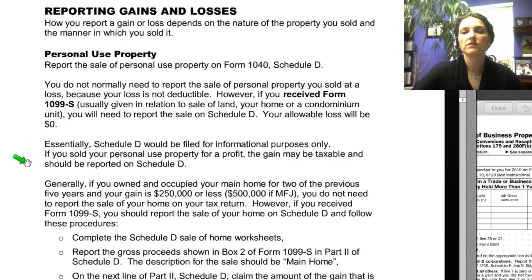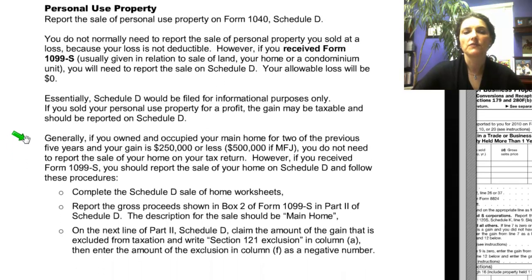If you sold your personal use property for a profit, the gain may be taxable and should be reported on Schedule D. Generally, if you owned and occupied your home for 2 of the previous 5 years and your gain is $250,000 or less, or $500,000 on a joint return, you do not need to report the sale of your home on your tax return.